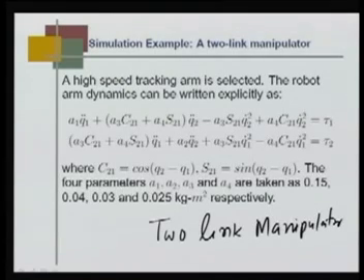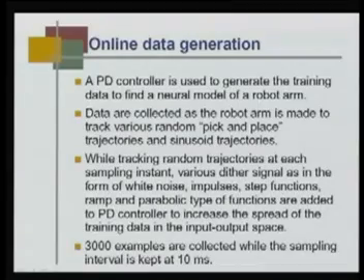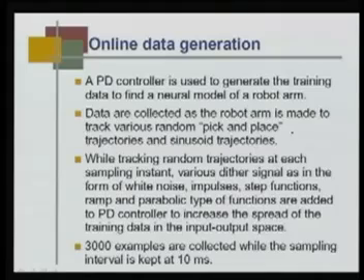The parameters a1, a3, a4 and a2 are 0.15, 0.04, 0.03, 0.025 kg meter square respectively. We have selected the same robot manipulator that we have been discussing in the last two classes. The online data generation scheme for training the radial basis function network is the same. A PD controller is used to generate the training data to find a neural model of the robot arm.